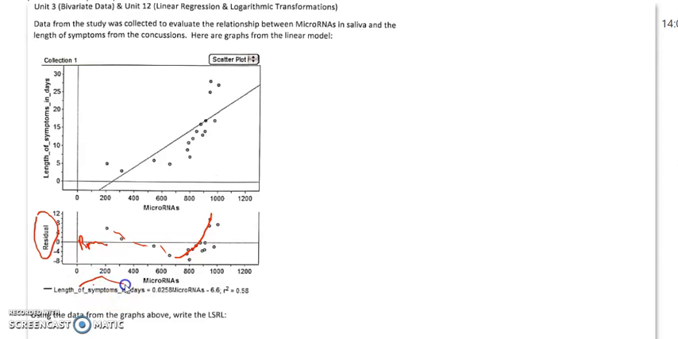I'm going to put a hat over that just to indicate that's our y hat, equals, and then we've got that times microRNAs, that's our x value, and then minus this 6.6. So what is this? Well, that's the slope. Okay, so we've got slope, y-intercept, we've got an r squared, but no r value. So this is the coefficient of determination. It tells you what percent of the changes in y can be explained by the changes in x, or 58% of the change in length of symptoms can be explained by the change in the microRNAs, not caused by necessarily, but explained by the changes in that.